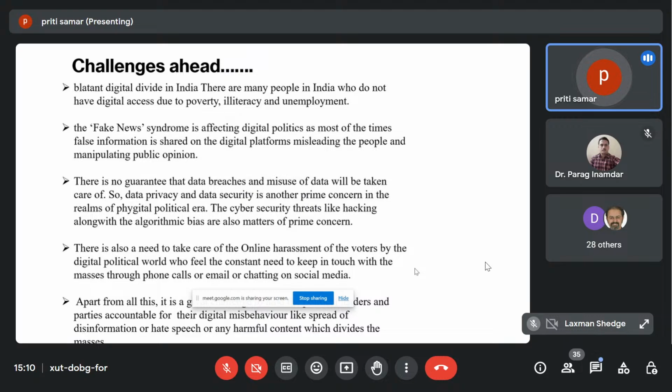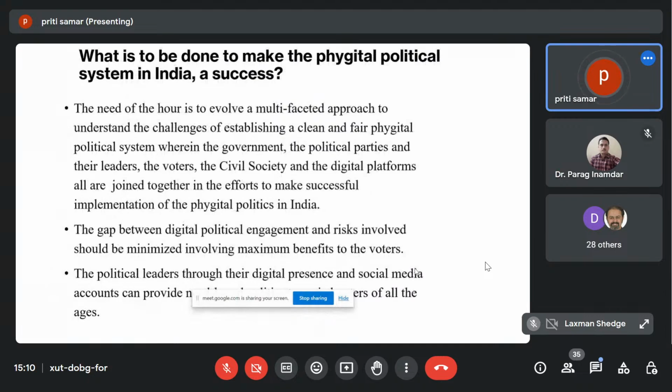And apart from all this, there is a great challenge to hold the political leaders and political parties accountable for their digital misbehavior. For example, spreading the disinformation or hate speech, or any harmful content which may divide the masses. So there is a need to control this also.